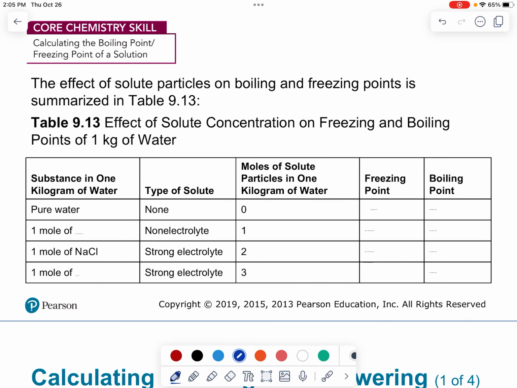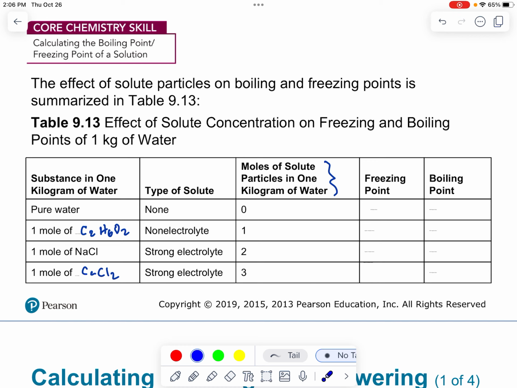So if we're looking at pure water and we're comparing it to, I'm not sure what that is, it looks like acetic acid, but I would not call acetic acid a strong electrolyte. And we're comparing to calcium chloride. This is the number of solute particles in 1 kilogram of water when you dissolve 1 mole. So if there is nothing dissolved in the water, you get 0 molecules of solute. I'm not exactly sure what this is.